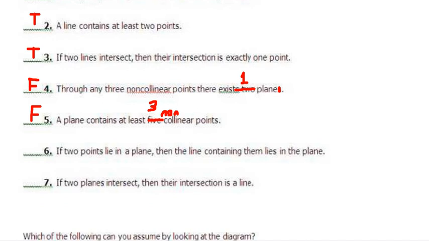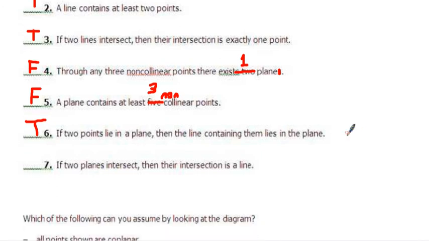Number 6, if 2 points lie in a plane, then the line containing them also lies in the plane. True or false? The correct answer to this is true. And finally, number 7, if 2 planes intersect, then their intersection is a line. Once again, this is true.